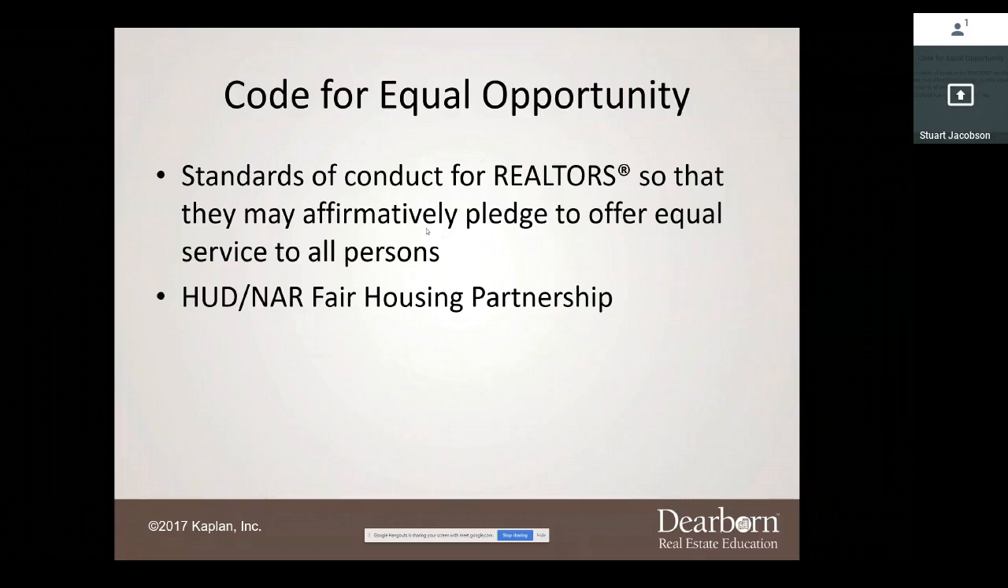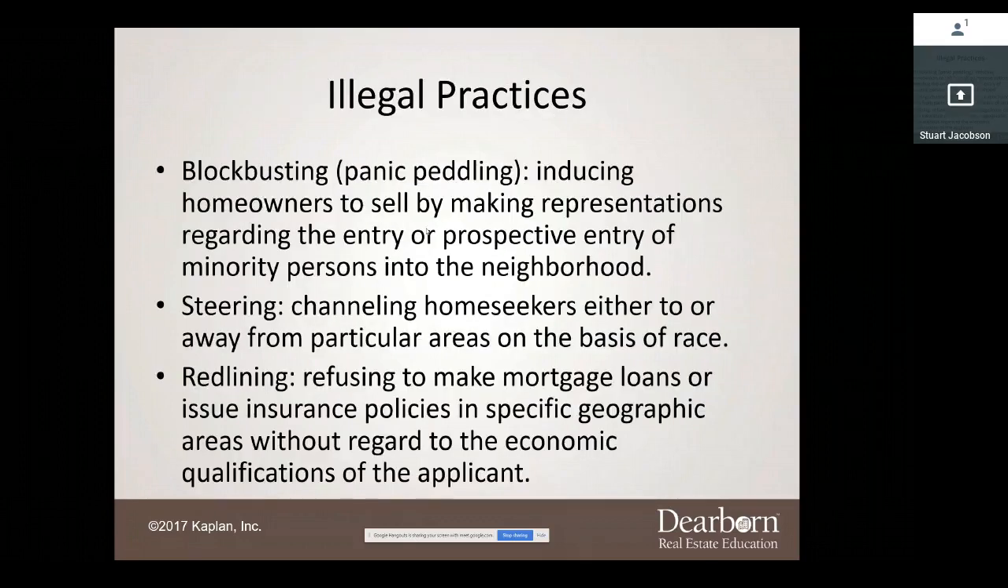And some of the things that you'll see as far as how some of the illegal practices are handled, you're going to understand in the coming slides, because now we are at our illegal practices. So what I want to do is go through each one and give you my thoughts on it. The first one is blockbusting, panic peddling. This is a really relevant one too, because this has been in the news a little bit, so I want to go into that as well.